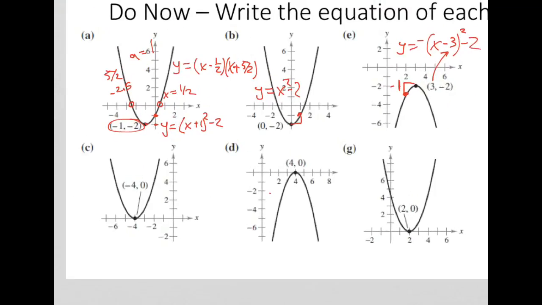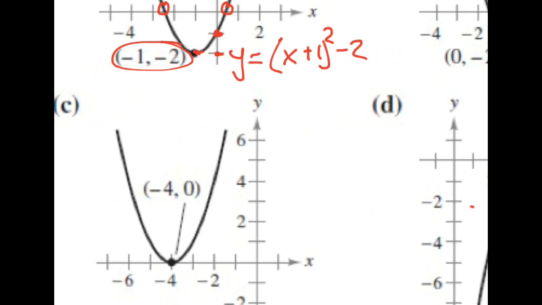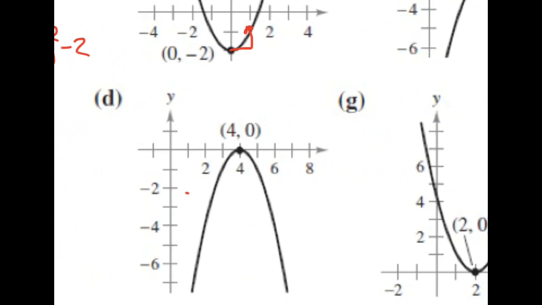Sweet. Making quick work of these silly little graphs. Finally, this one again, is my a value good? Yes, it is. y equals x plus 4 squared. Again, plus 4 shifts it to the left 4. This one, I'm not even going to talk, I'm just going to do it. Wait, that's impossible for me, so I will talk. Negative x minus 4 squared, like that.